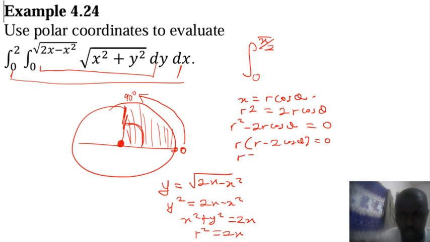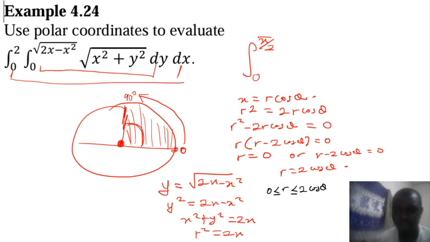So already we can see that r is 0, or r minus 2 cos theta is equal to 0. And that means that r is equal to 2 cos theta. So we can conclude that 0 is less than or equal to r, less than or equal to 2 cos theta. And that is going to be the range.